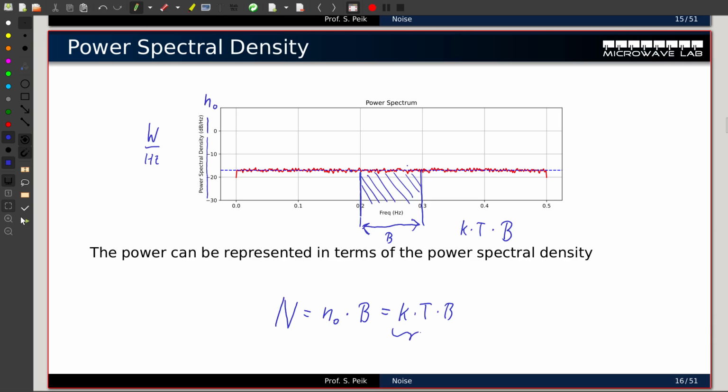So we can write it like this. Spectral density K times T times B is this. When we increase our temperature, this line walks up. If we decrease the temperature, this line walks down. And that's as simple as that.